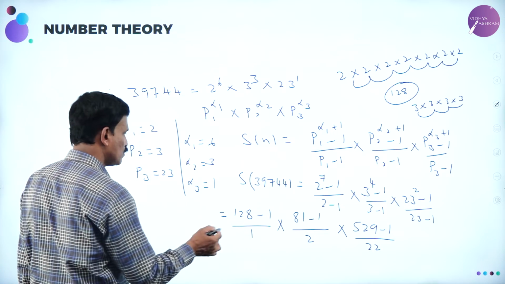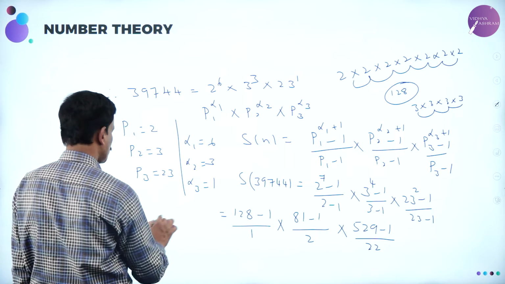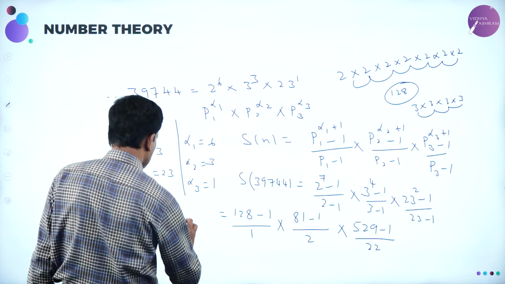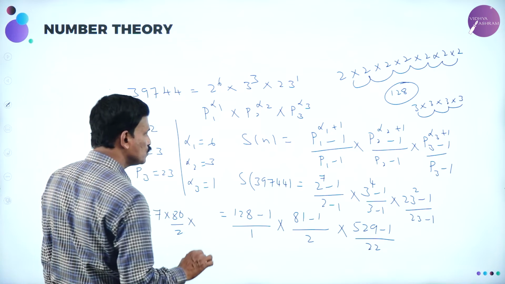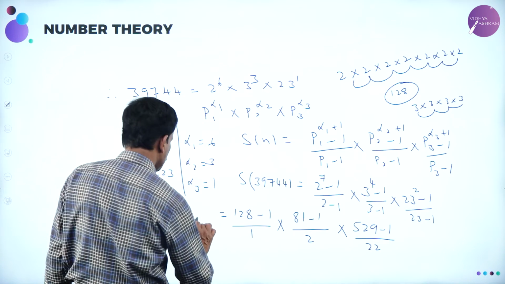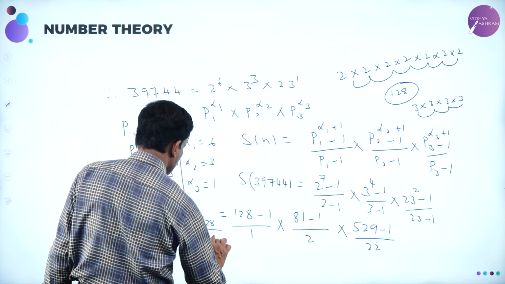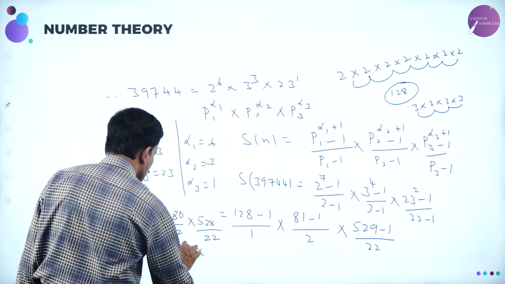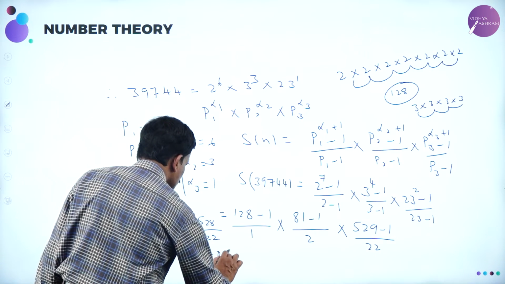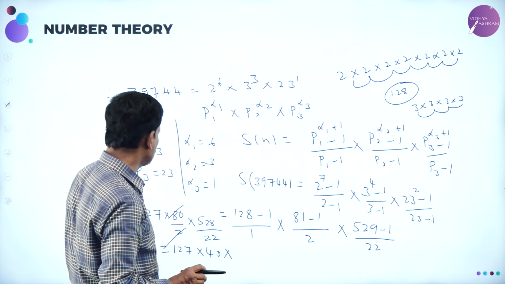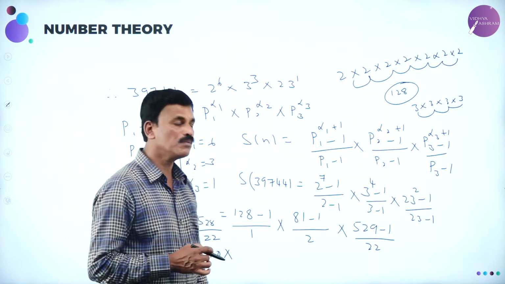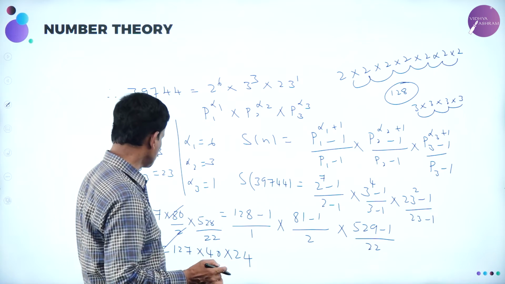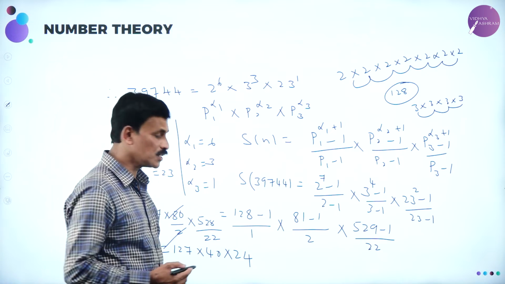Now, simplify this. This can be written as 128 minus 1 is 127 into 81 minus 1 is 80 divided by 2, into 529 minus 1 is 528 divided by 22. So this can be written as 127 into 80 by 2 is 40 into, if you divide 528 by 22, it will be divisible 24 times. Now, multiply this, 127 into 40 into 24.